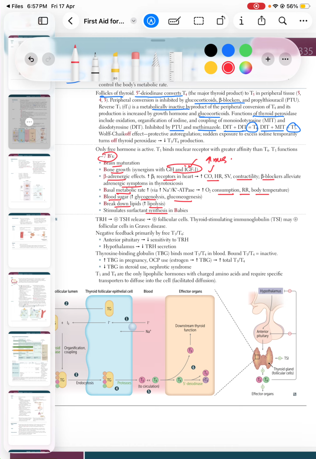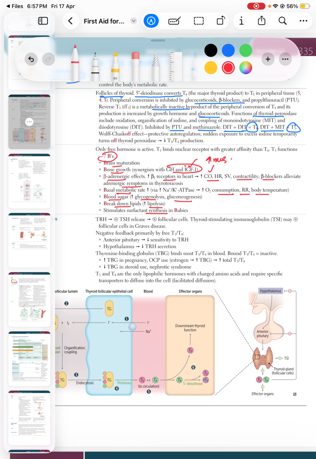TSH or thyroid hormones are natural beta adrenergics, so this increases the beta 1 receptors in the heart. As a result, cardiac output increases, heart rate increases, systolic valve function increases, contractility increases, and beta blockers alleviate adrenergic symptoms in thyrotoxicosis. Okay, this was the third function.